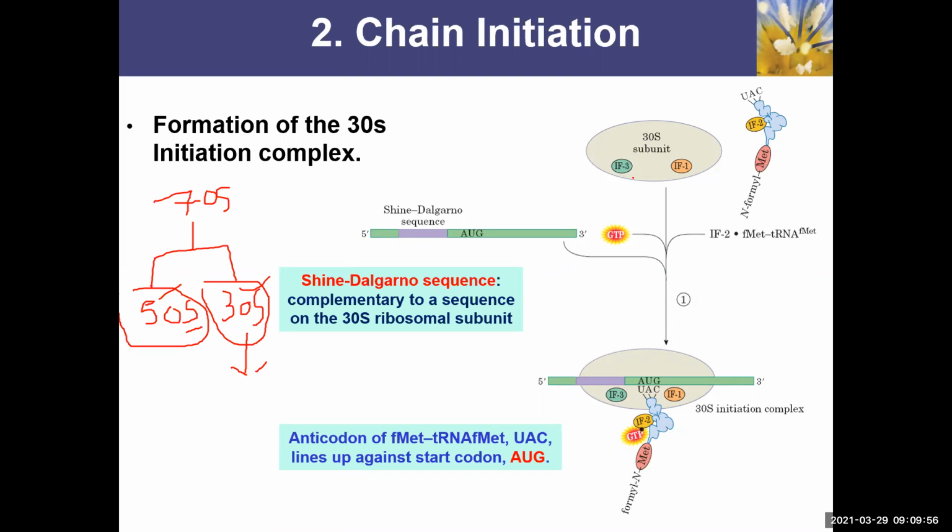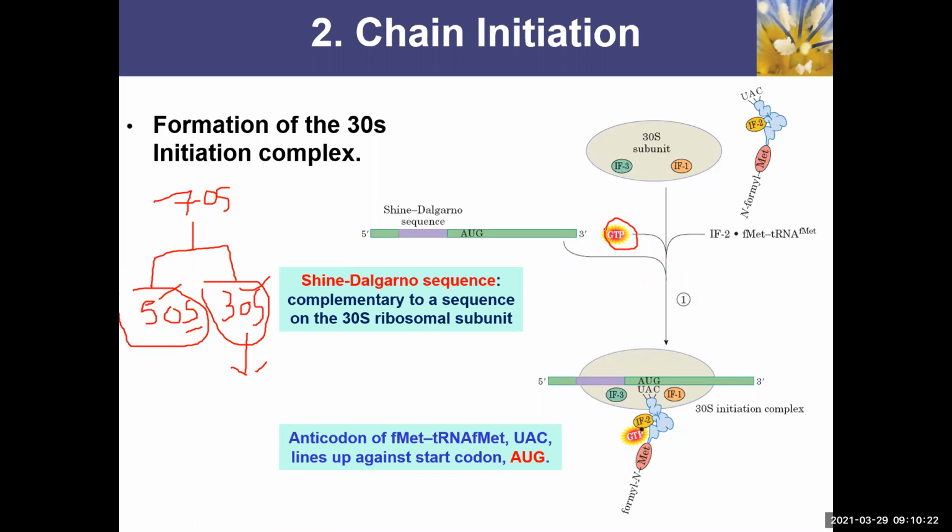So step one: the smaller subunit of the ribosome, called the 30S subunit, will bind to the mRNA. As you can see here, the green one is the mRNA. It binds along with these initiation factors, and some amount of energy is being supplied. So what's going to happen?